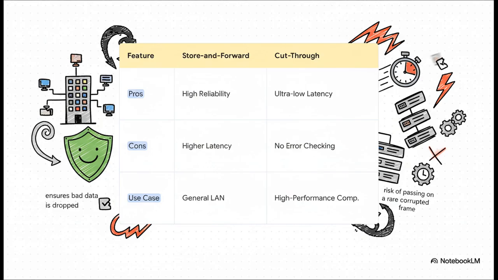Well, this table lays it all out pretty clearly. Store and forward gives you that high reliability. It makes sure bad, corrupted data gets dropped, which is perfect for a general office network. But cut-through, that's all about ultra-low latency, which is what you absolutely need for things like high-performance computing or financial trading, where every single microsecond counts, even if it means taking a tiny risk of passing on a bad frame.